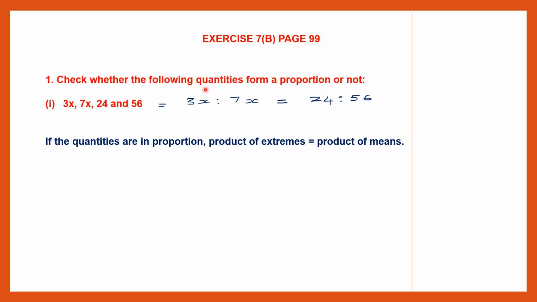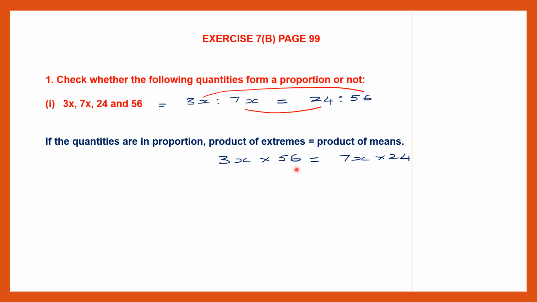The question says check whether the following quantities form a proportion. Now, if this ratio is equal to this ratio, then when you multiply the extremes, 3x and 56, the answer will be equal to the product of means, that is 7x and 24. Okay, so let's try that. So 3x into 56, product of extremes, should be equal to product of means. And what are the means? These two, 7x and 24. So 7x into 24. If the answer to this and the answer to this are equal, only then we say that these four quantities form a proportion.